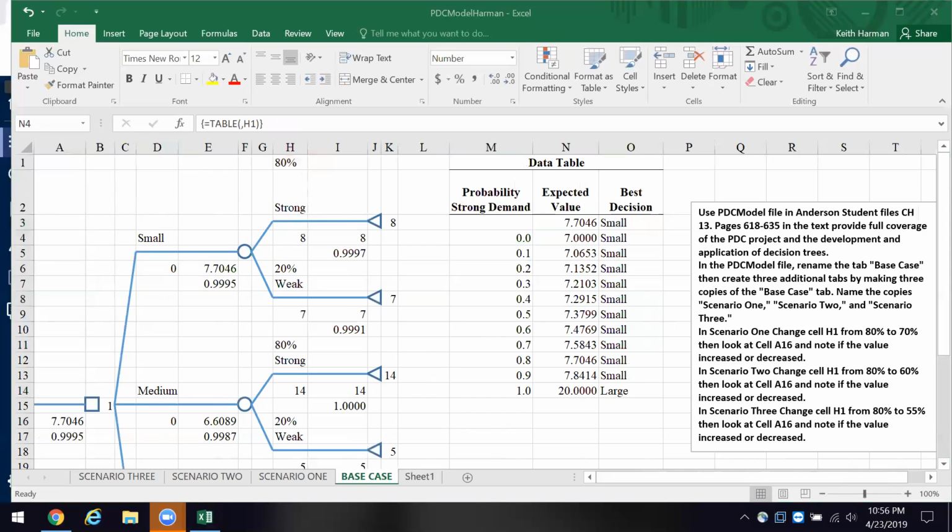Now, let's just go ahead and plug the data in and forget about the serials 1, 2, and 3, because we'll have to do a bunch of cell referencing and all of that, and I don't want to take my time or yours to do that. So in this base case, we know what we're dealing with. So we're in scenario 1. Let's go up here to cell H1, and we're going to change that from 80 to 70.